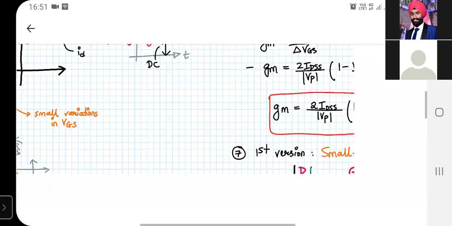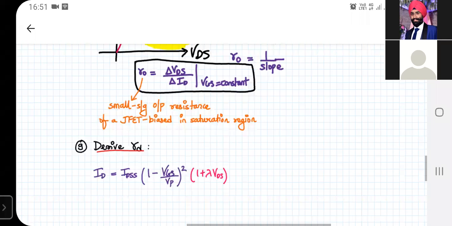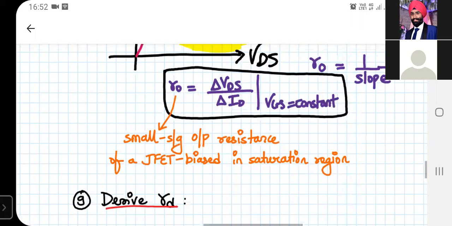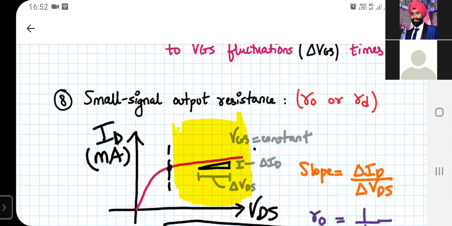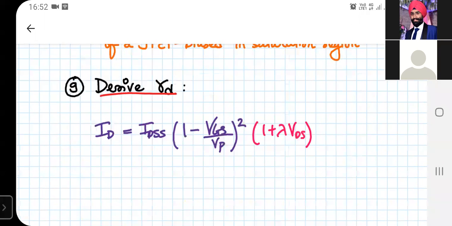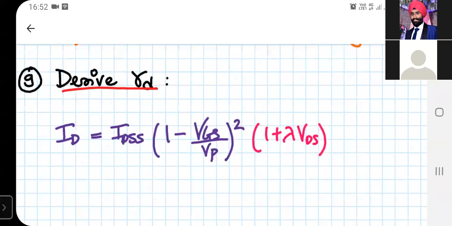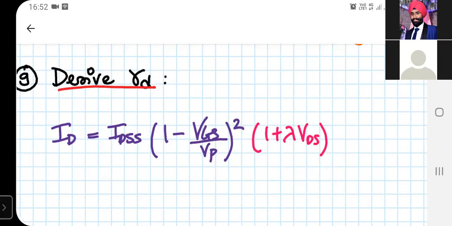So हमें क्या करना है next? Next we have to derive this RO formula. It is also called RO or RD, small RO or small RD. Now let us concentrate on that. Now ये जो equation which you see in front of you right now, ID is equal to IDSS times 1 minus VGS upon VP the whole square.